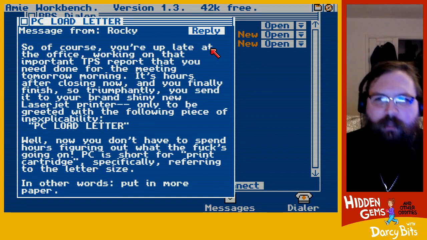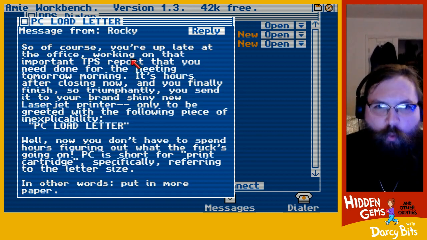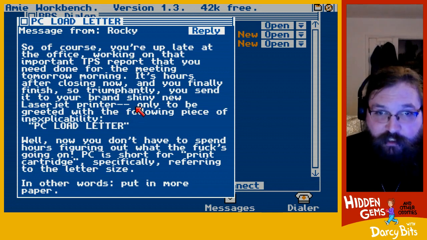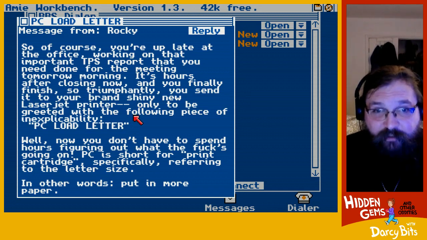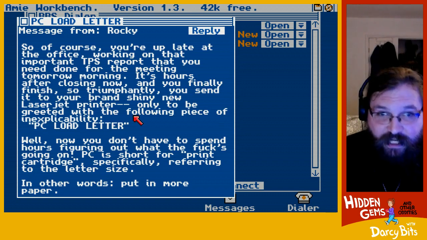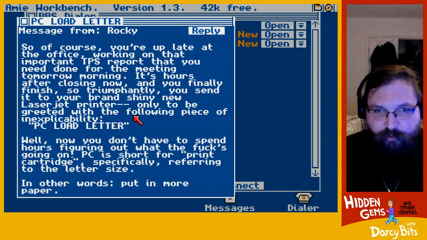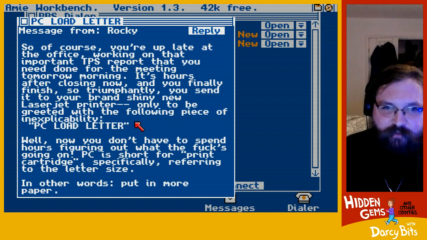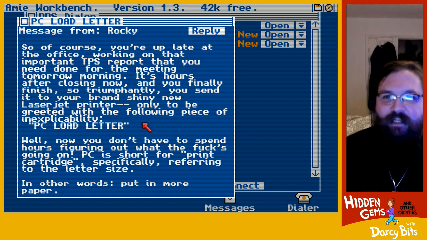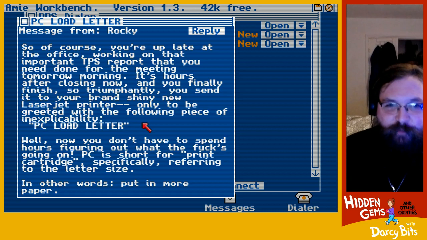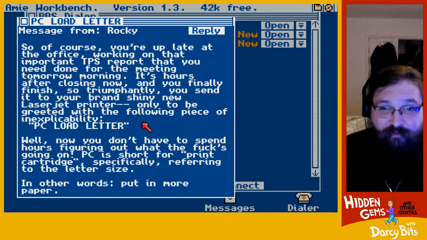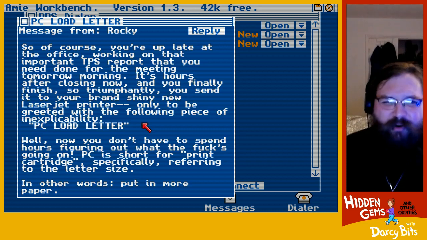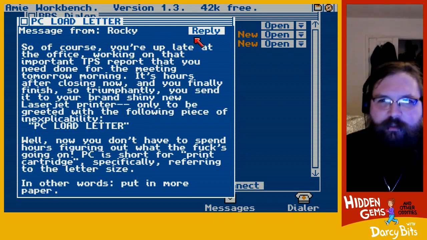So of course you're up late at the office, working on the important TPS report that you need done for the meeting tomorrow morning. It's hours after closing now, and you finally finish. So triumphantly, you send it to your brand shiny new LaserJet printer, only to be greeted with the following piece of inexplicability: PC load letter. Well, now you don't have to spend hours figuring out what's going on. PC is short for print cartridge, specifically referring to the letter size. In other words, put in more paper. Thanks.